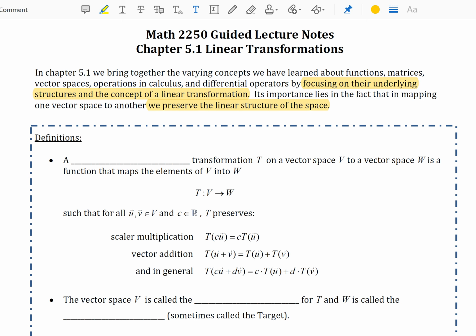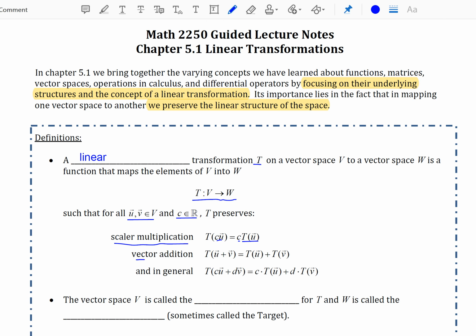To get started, let's look at some definitions. A linear transformation, T, this is the notation that we use to represent a linear transformation, on a vector space V to a vector space W is a function that maps the elements of V into W. So this is the notation T mapping V into W, such that for all the u's and v's in your vector space, and c being any real number, the linear transformation T will preserve scalar multiplication, meaning that if you multiply your vector by a scalar, then apply the transformation, you'll get the same result as if you apply the transformation to your vector and then afterwards multiply by your scalar.